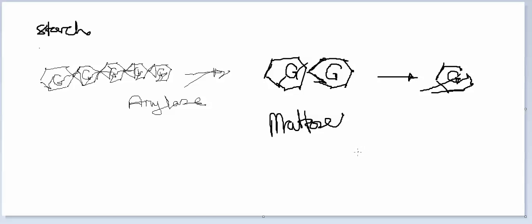So we need another enzyme. The other enzyme is maltase. If it ends in -ase, it's an enzyme, and if it's an -ose, it's a sugar.